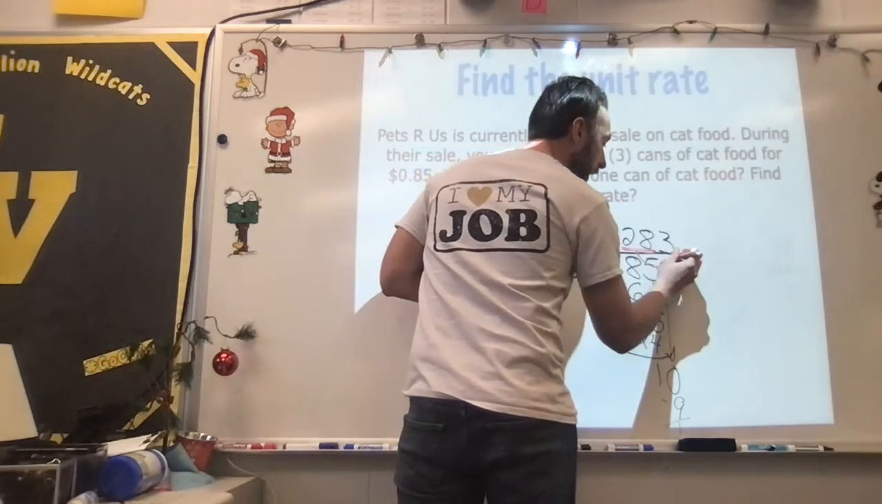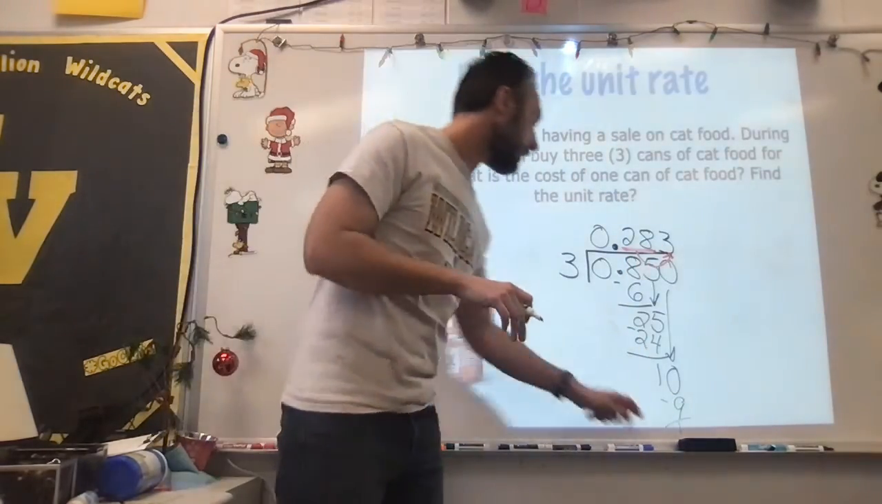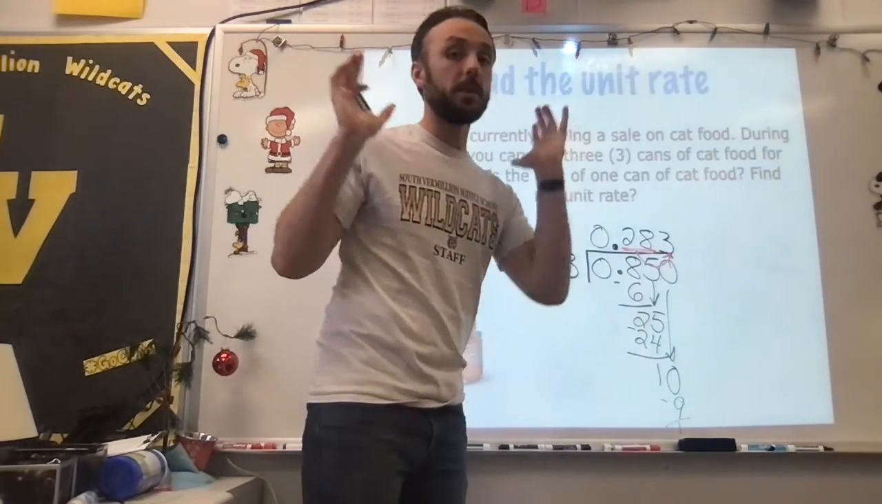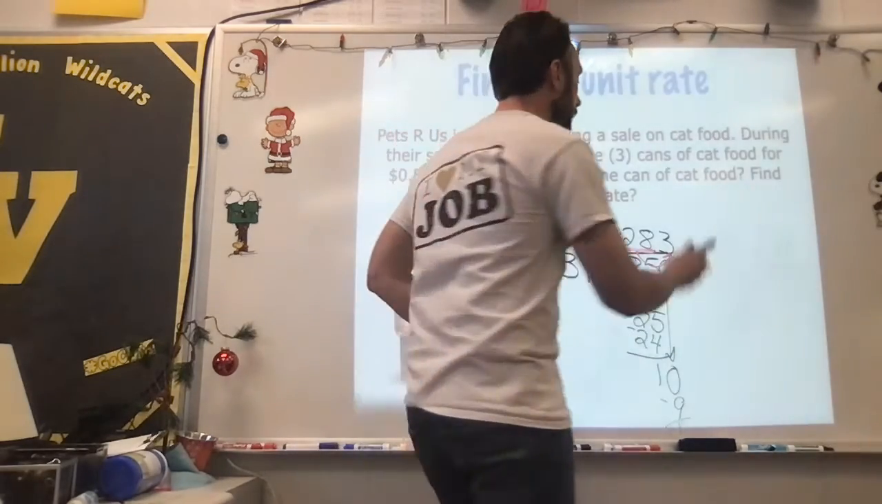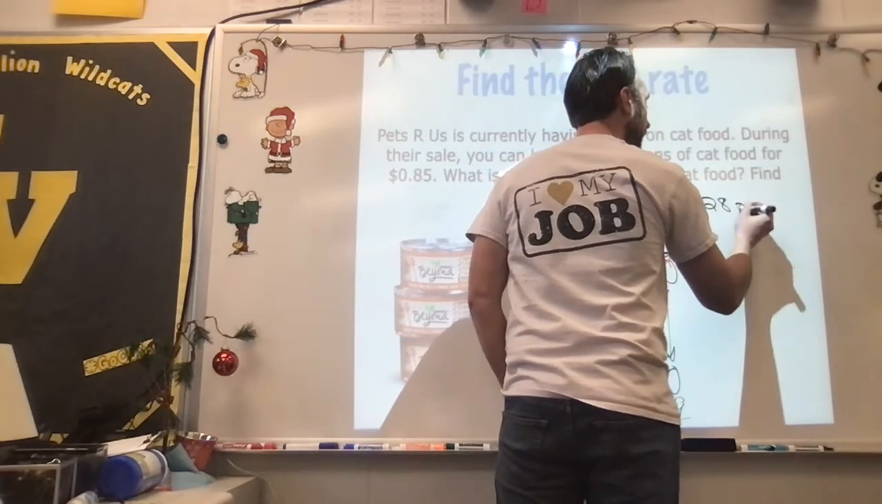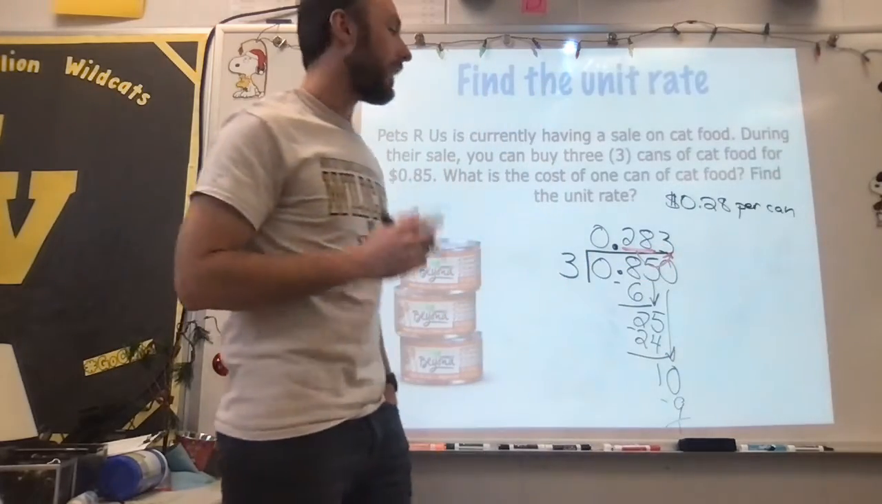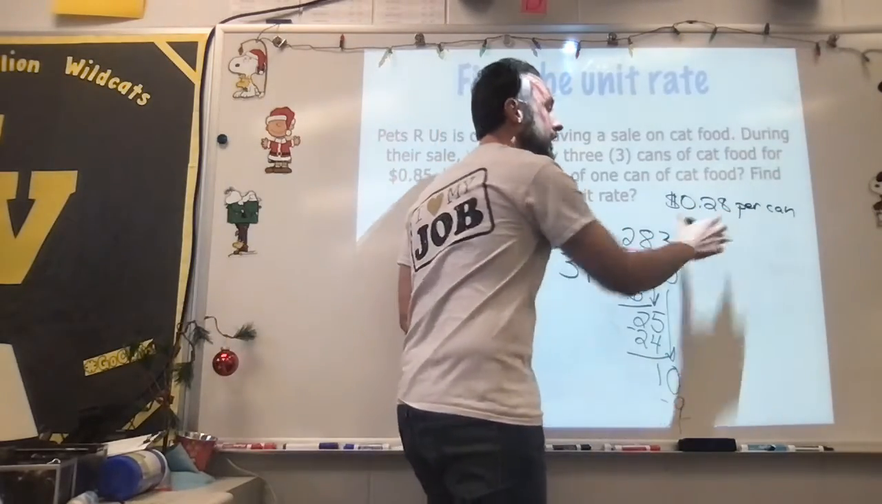So I look at the number to the right. Does that 3 tell me to round up, or does that 3 tell me to stay the same? Blue's Clues, it tells me to stay the same. So this says it'll be 28 cents per can. If this 3 was like a 7 or an 8, we would say it's 29 cents per can.